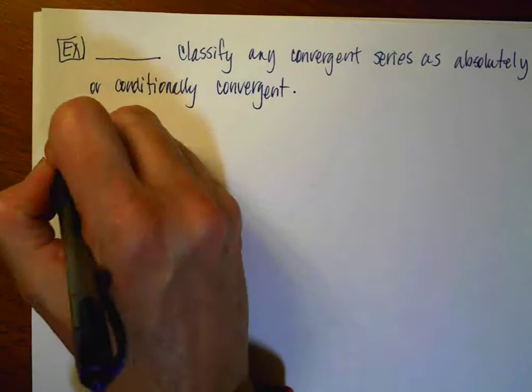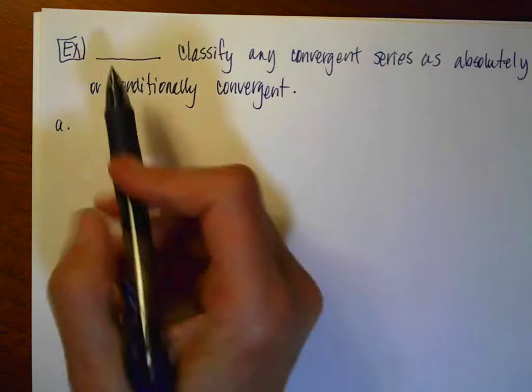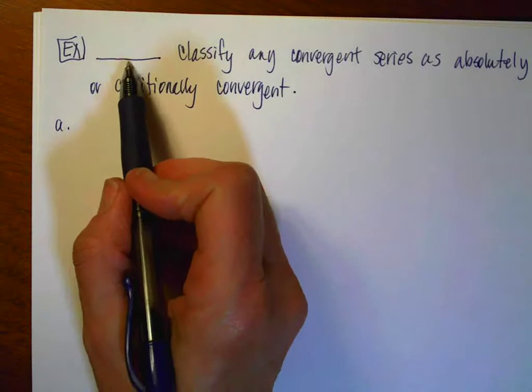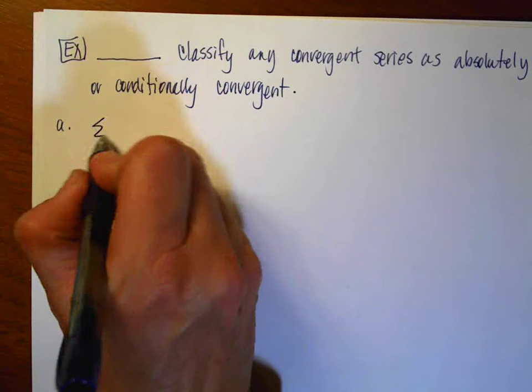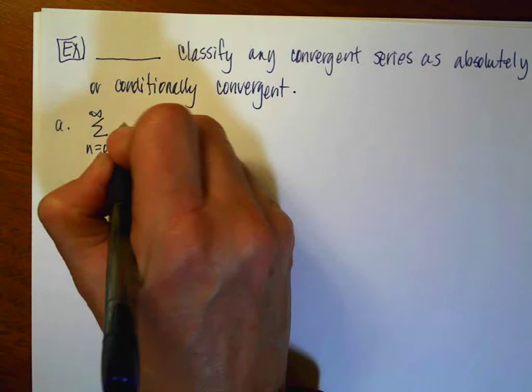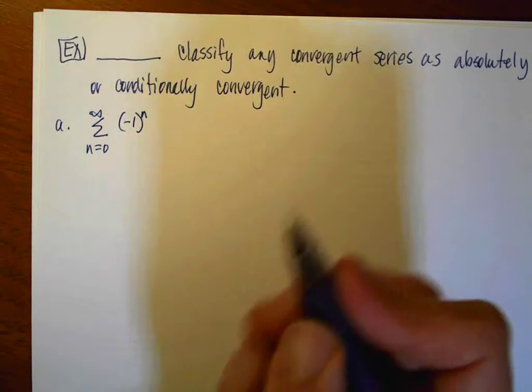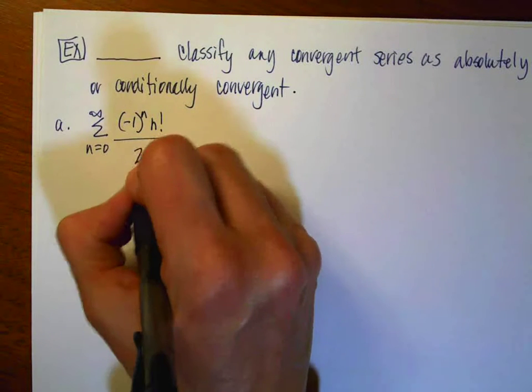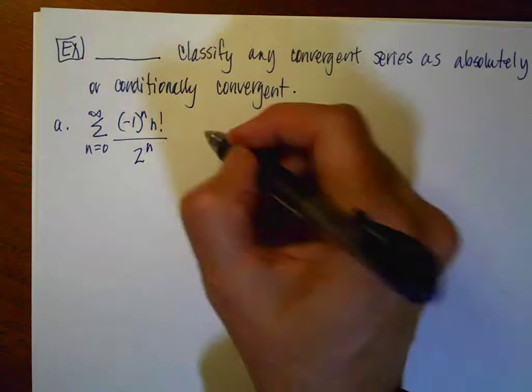Alrighty. So let's say, and I'm going to do a couple of examples with the same directions. Remember, this blank slide means determine whether or not the series converges or diverges. So let's say in my first one I have the sum from n equals 0 to infinity of negative 1 to the n, there's our alternating sign, times n factorial over 2 raised to the n.